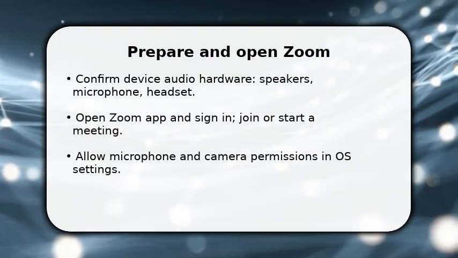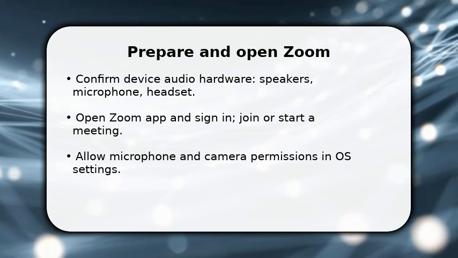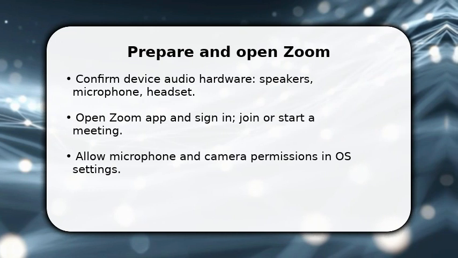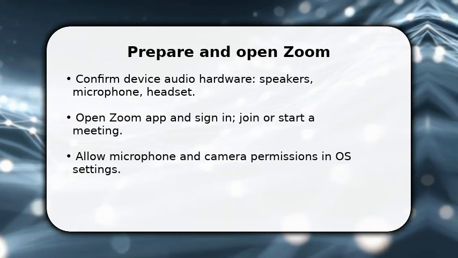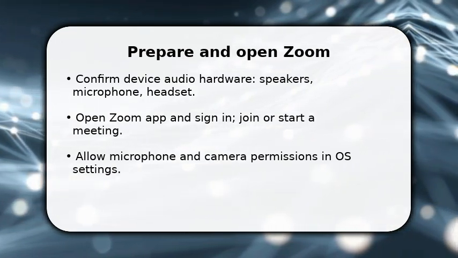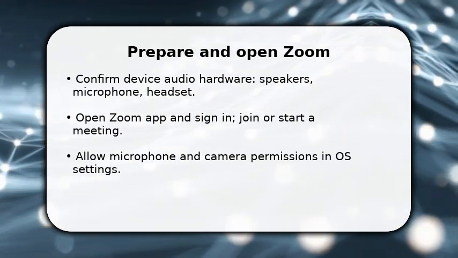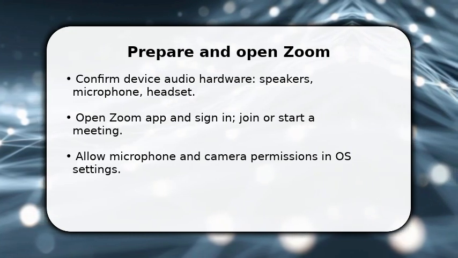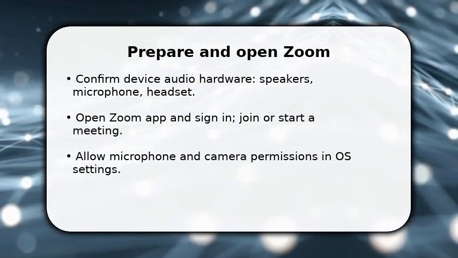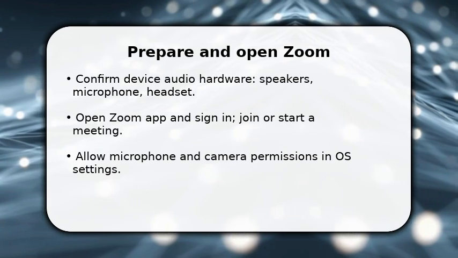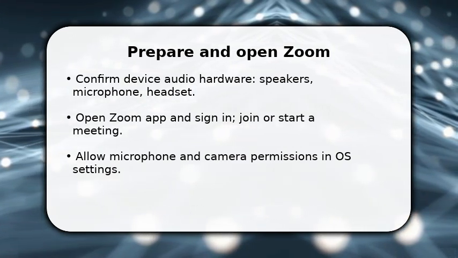You'll start by confirming hardware and permissions so nothing blocks audio. First, check that speakers and mic are connected and selected physically. Once done, open Zoom and sign in. Make sure your operating system has granted Zoom microphone access so the app can use the device. Without permission, the app will show muted input. If you're using a headset, plug it in before joining. Now join or start the meeting so you can access Zoom's in-meeting audio controls.